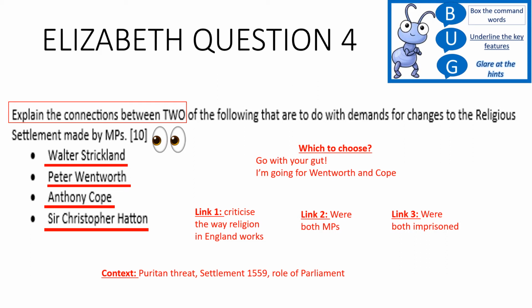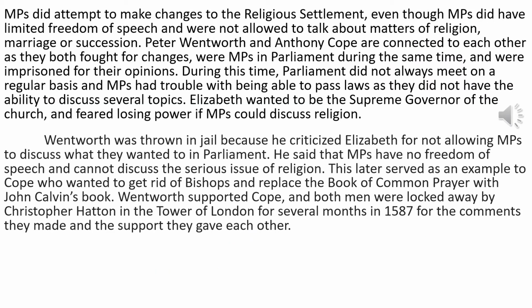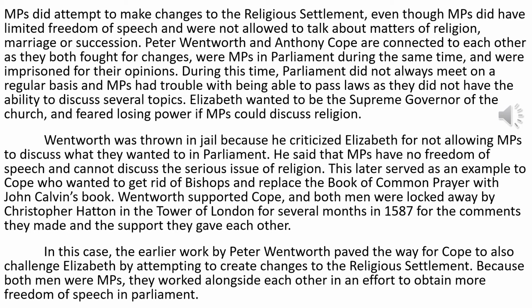And for my context, I'm going to be talking about things like the Puritan threat, the 1559 settlement, role of Parliament, loads of things like that. MPs did attempt to make changes to the religious settlement, even though MPs did have limited freedom of speech and were not allowed to talk about matters of religion, marriage or succession. Peter Wentworth and Anthony Cope are connected to each other as they both fought for changes, were MPs in Parliament during the same time, and were imprisoned for their opinions.